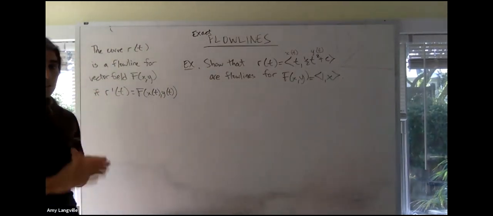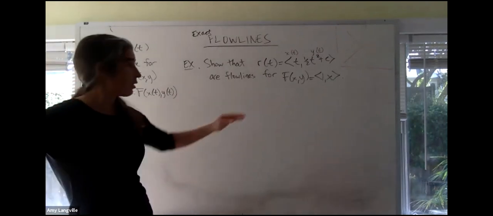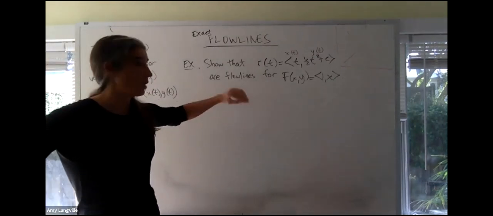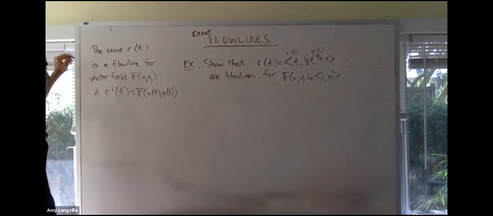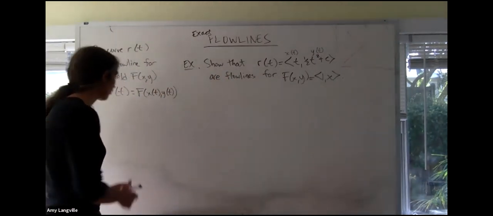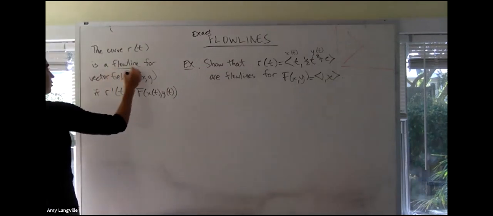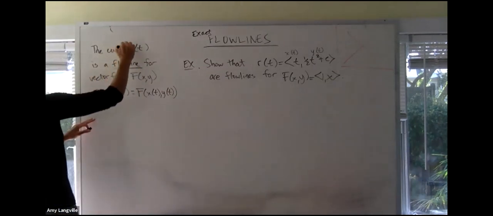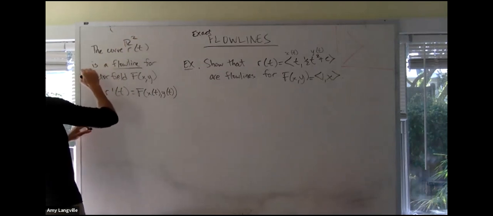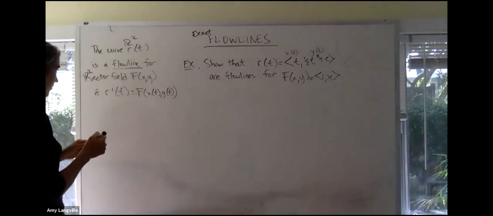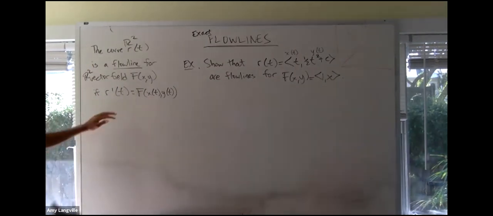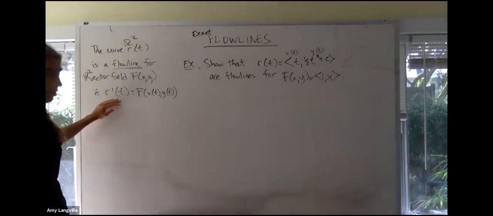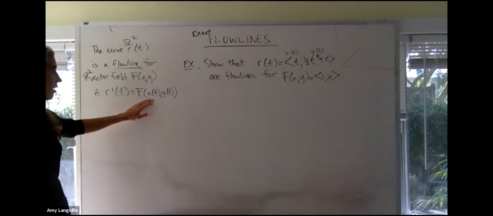You are a flow line. First of all, if you're an R2 vector field, it must be an R2 plane curve. Okay, so we have a plane curve r of t. It will be a flow line for an R2 vector field F of x, y, if this statement holds. Now let's think about this. This is saying that the derivative of your plane curve is the vector field at that point, t.